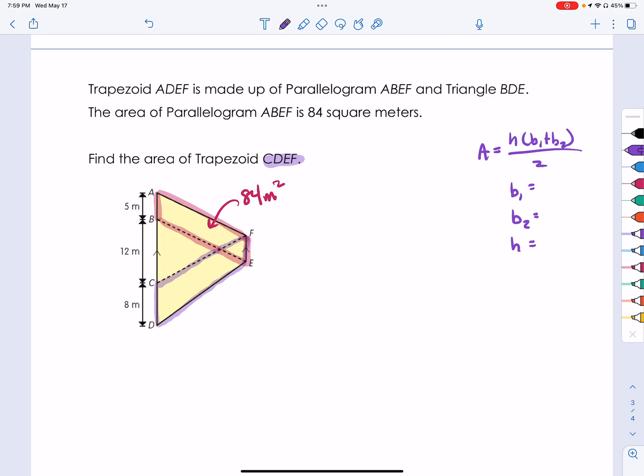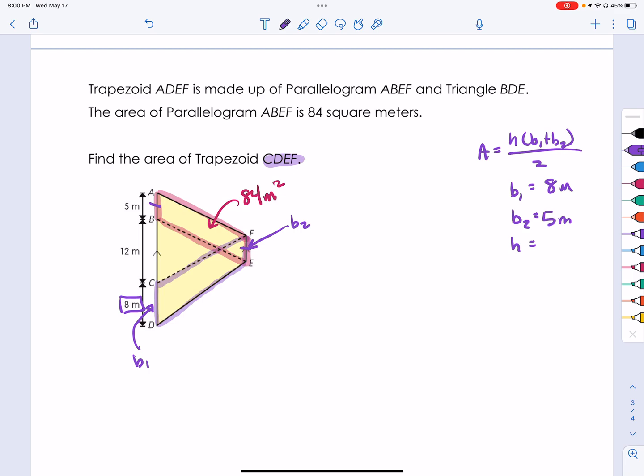So if we're looking at this, the parallel sides of our trapezoid are going to be our bases. So that must mean that this is a base and this is a base. And it looks like they tell us that CD is 8 meters. So I know that's 8 meters. And we looked in our last problem, because we know that parallelograms, opposite sides are equal in length. So if AB is 5 meters, that must mean that FE is also 5 meters. So we have both of our bases, and now we need to know the height.